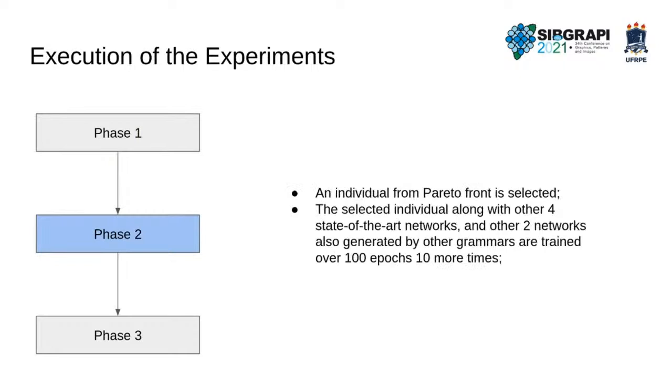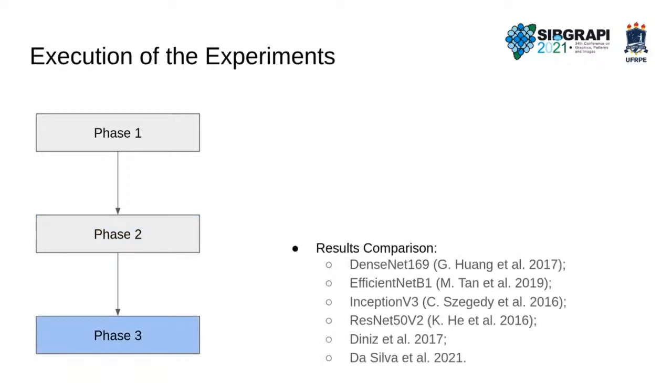In phase 2, an individual from the Pareto front of the MOEA is selected and trained 10 more times, along with another 4 state-of-the-art networks and another 2 networks generated by other grammars. The networks' accuracy and F1 score averages are computed again. Finally, in phase 3, the results of the networks are compared.